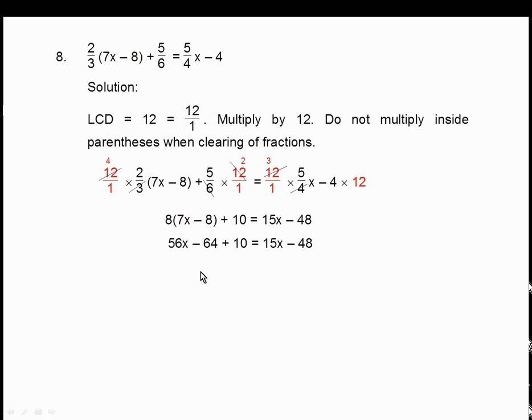On the left-hand side, I can combine negative 64 plus 10 to get negative 54. So I have 56x minus 54 is equal to 15x minus 48. Again, I want x's on one side, numbers on the other, so I want to move x's to the left, numbers to the right. So subtract 15x, add 54. So when I subtract 15x and add 54, I get 41x equals 6. Now I divide by 41. So x will be 6 over 41. It is reduced.